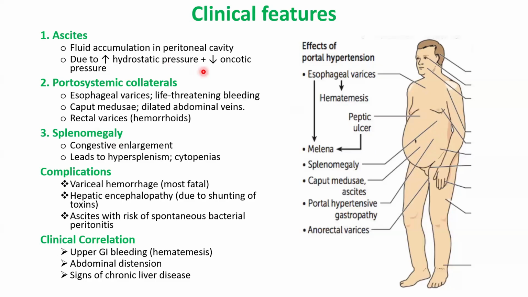And the complications of this portal hypertension are variceal hemorrhages, as we saw in the esophagus and also in the rectum. Hepatic encephalopathy, as we saw earlier, and ascites leading to bacterial peritonitis. So clinical correlation: upper gastrointestinal bleeding due to hematemesis. So when the person is vomiting, the person vomits blood. Abdominal distension, as we can see in this, and also signs of chronic liver disease.